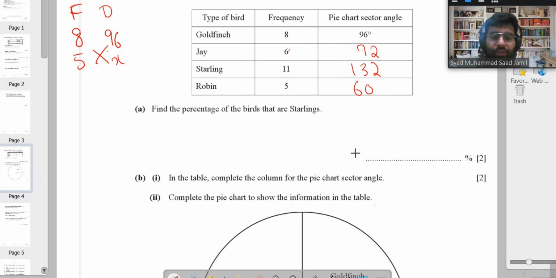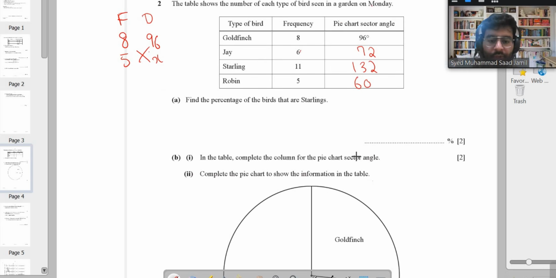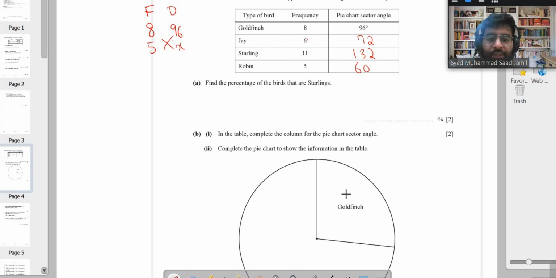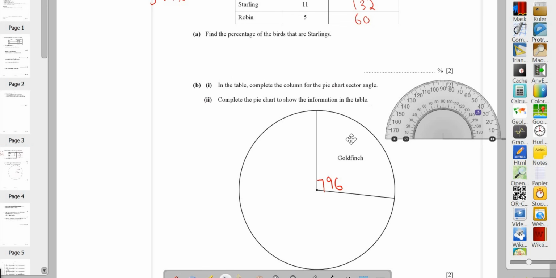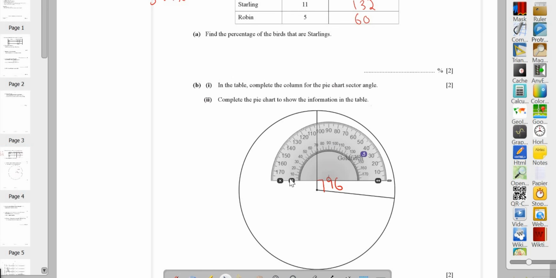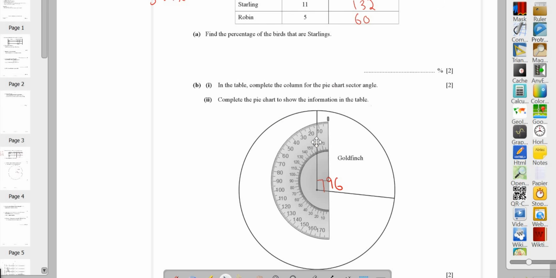So first of all, in this question, let me zoom out, we already have the answer for goldfinch. This is 96 degrees. Now J, I don't know what type of name this is. J is 72 degrees. Now we will use this protector, compass, whatever we call it. I'm too old to remember the name now. So guys, let me make it big for you as well.